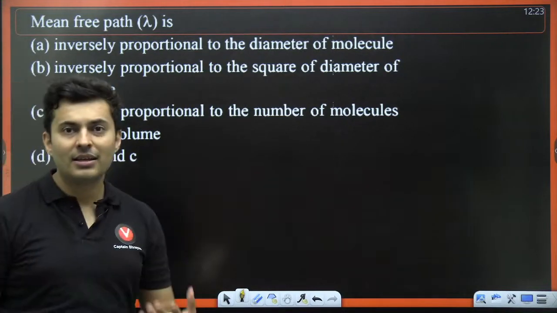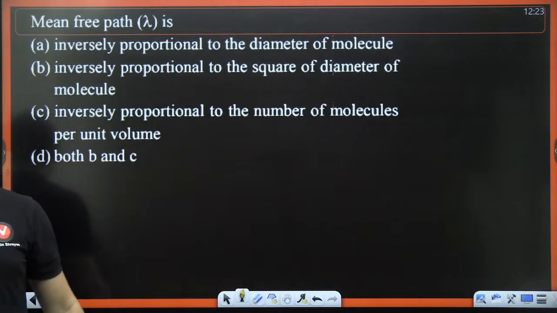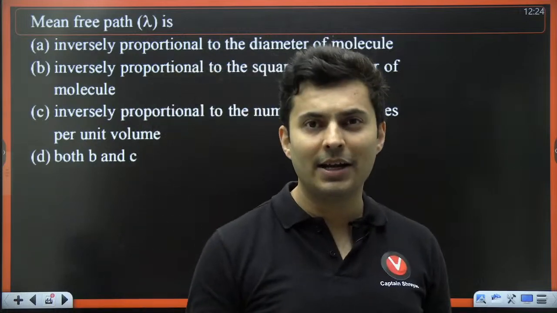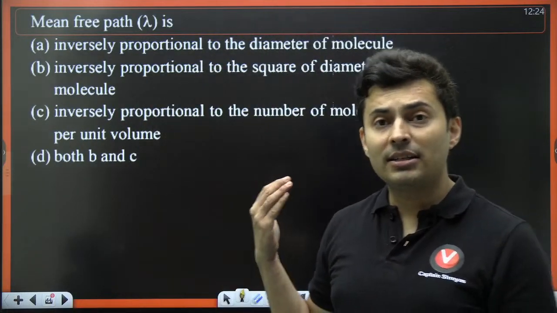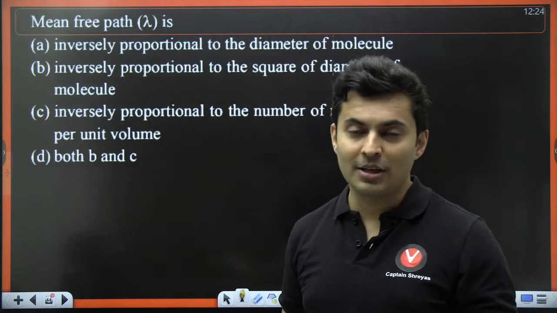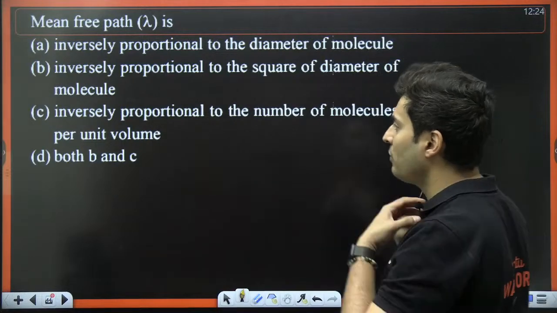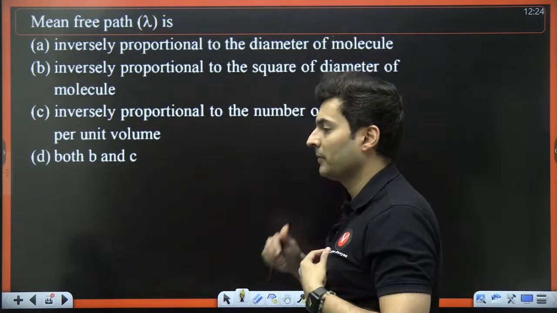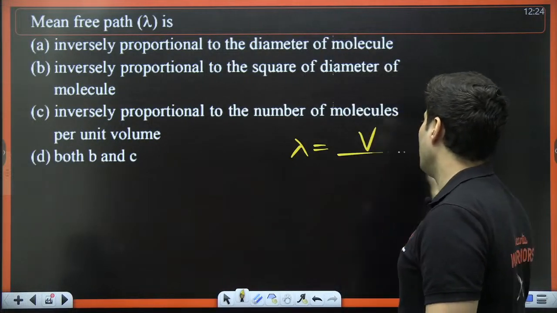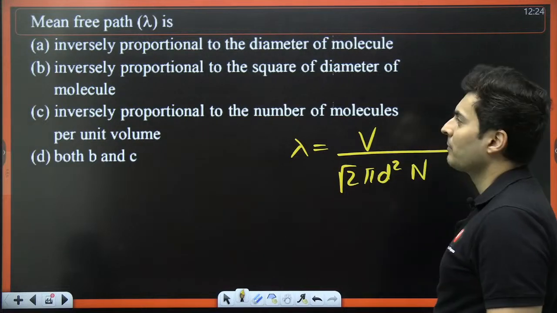Mean free path is proportional or inversely proportional to which of the following? This question has come in JEE Mains before in a different way. You won't believe such direct questions also come. You would be lucky, it depends on the shift. But if it comes, you should remember the formula. That's why this chapter is very important. I just gave you the formula: lambda is volume divided by root 2 pi d square and n.